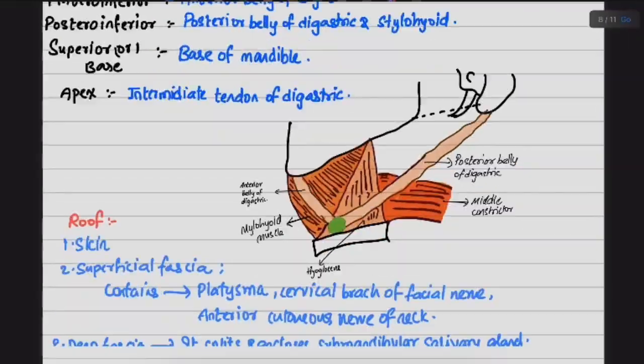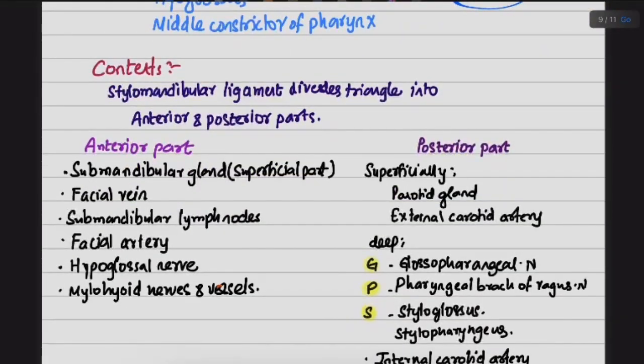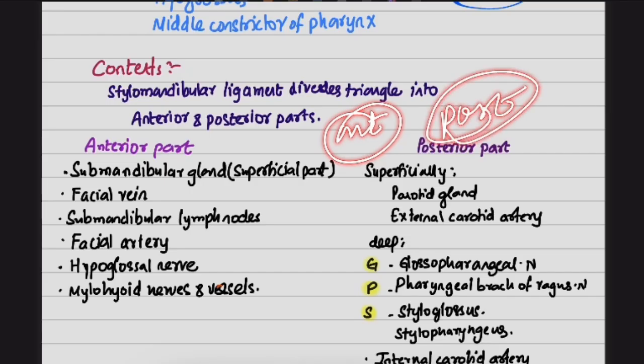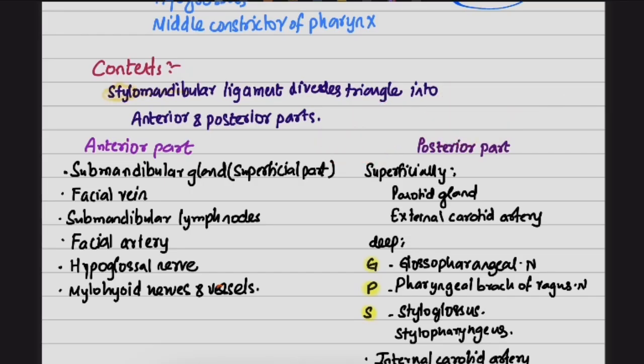Now comes the most important aspect, that is the contents. Now even this digastric triangle is divided into anterior part as well as the posterior part with the help of a ligament called the stylomandibular ligament. So the stylomandibular ligament divides the digastric triangle into anterior and posterior parts.